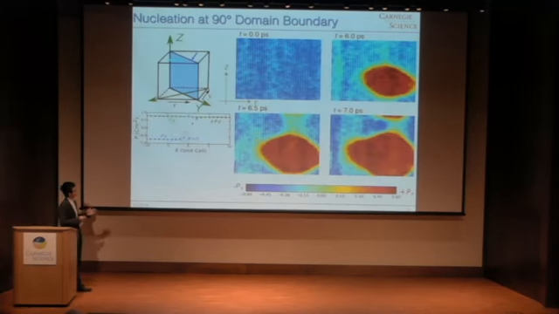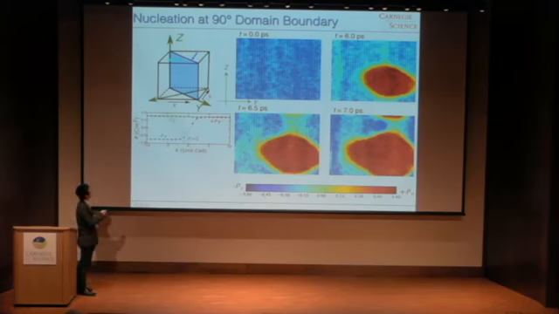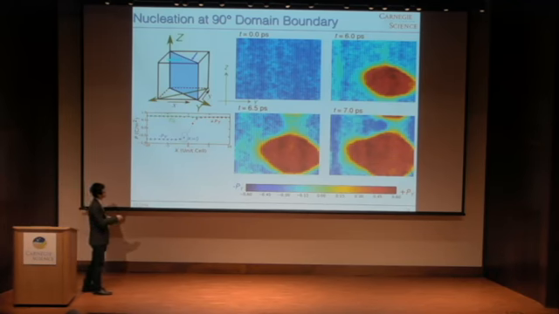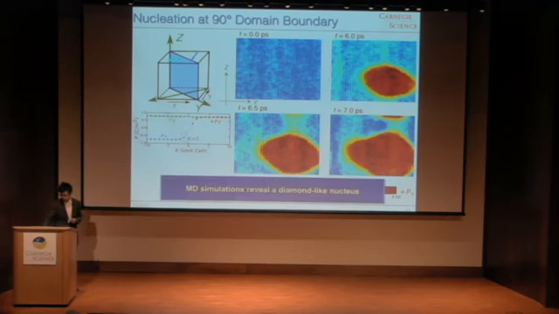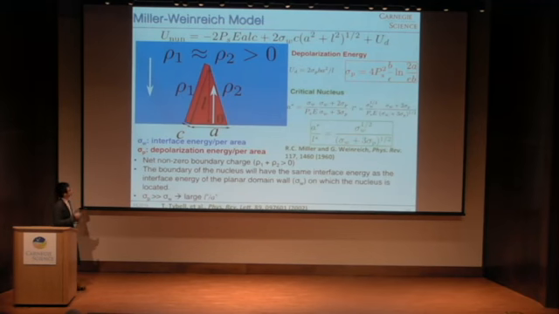So in these transformed coordinates, we look at the interface, which is a 90-degree domain wall. In MD simulation, we found a nucleus, a diamond-like nucleus with a very diffuse boundary, as you can see here, this yellow and green boundary. And this is drastically different from the Miller-Weinreich model.